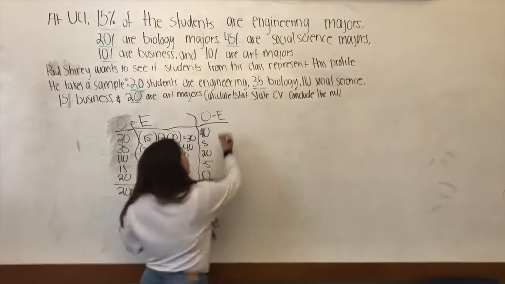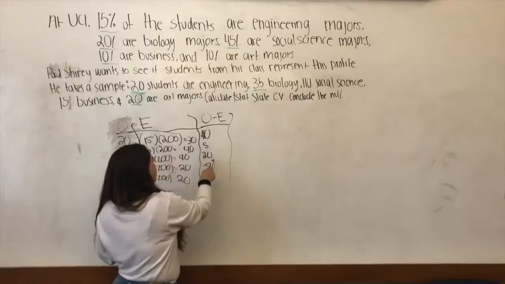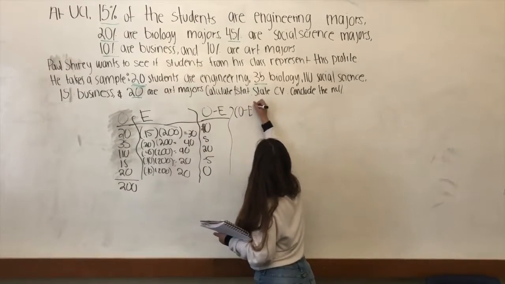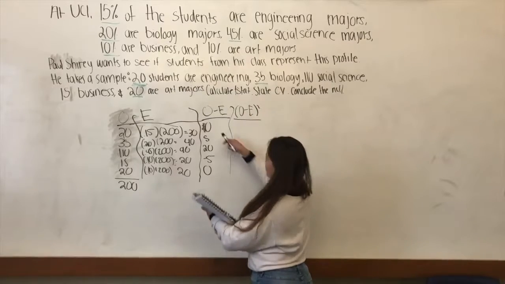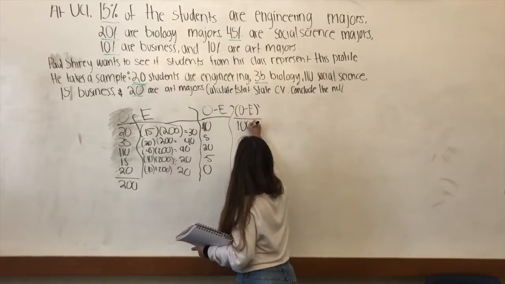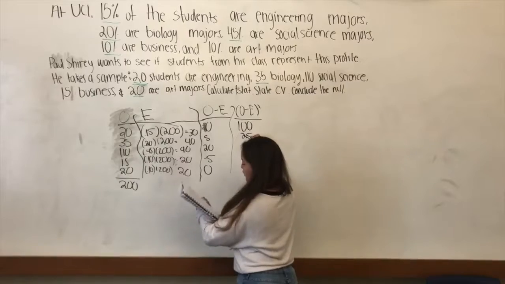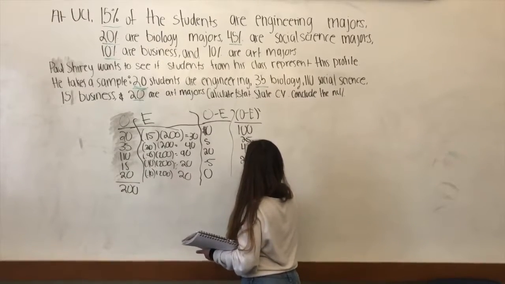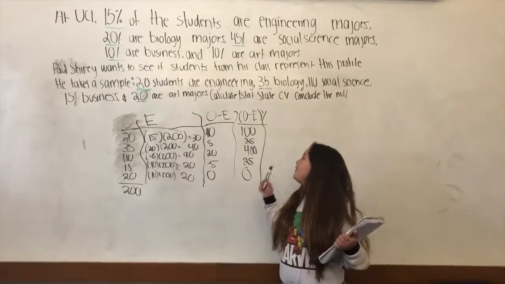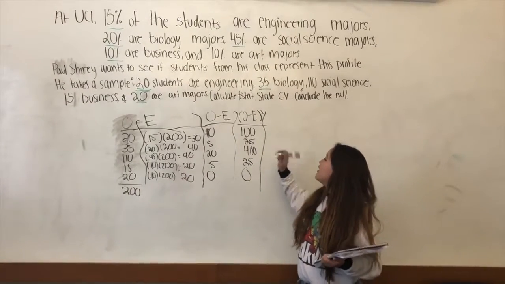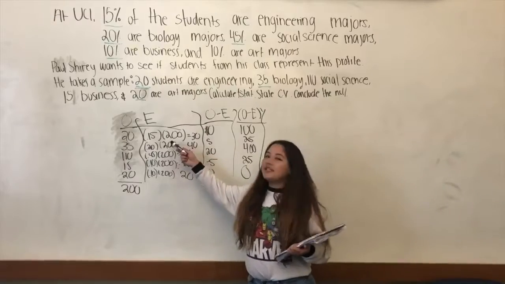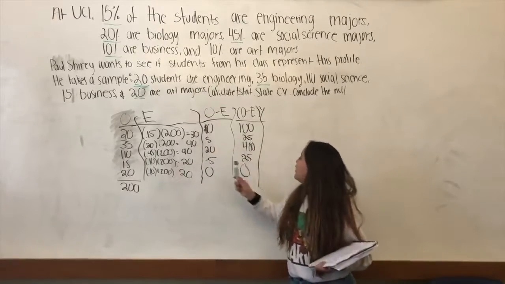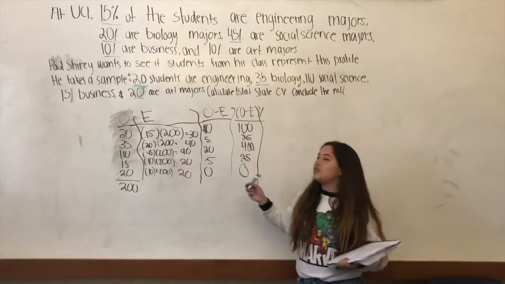For the fourth step, we're going to square these numbers. So the equation will look like this. And the squares of these numbers are 100, 25, 400, 25, and 0. For the fifth step in this chart, we're going to divide the squared number by the expected. So for example, we're going to divide 100 by 30, 25 by 40, 400 by 90, and so on.